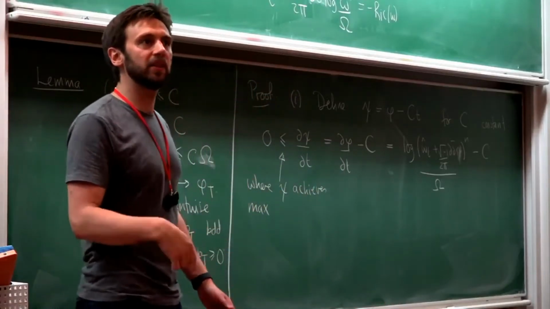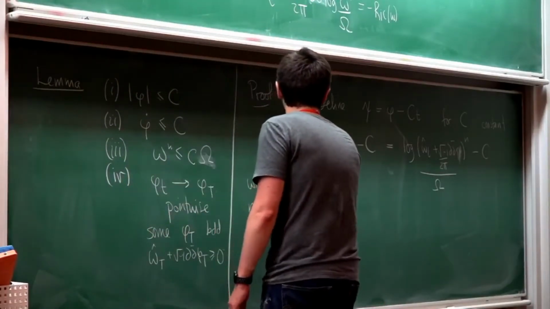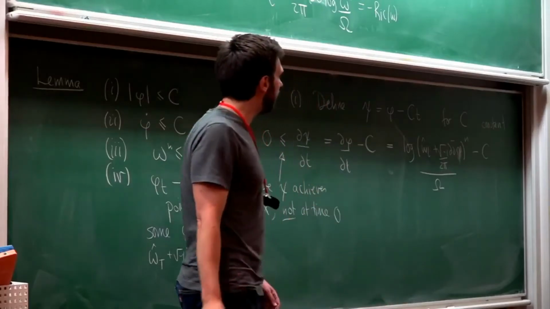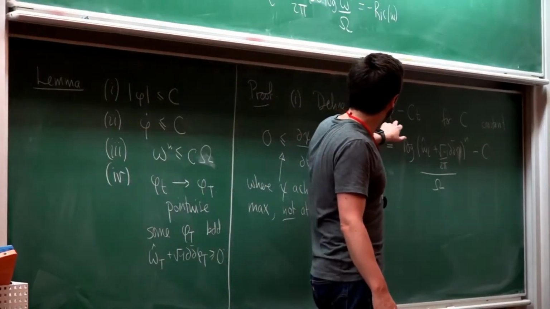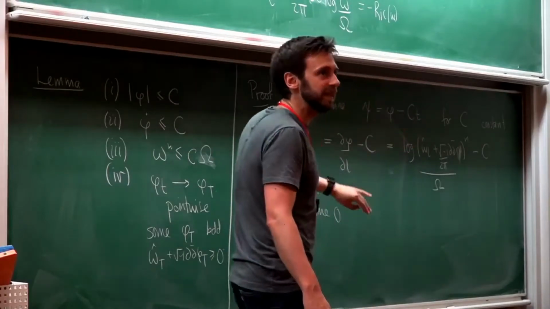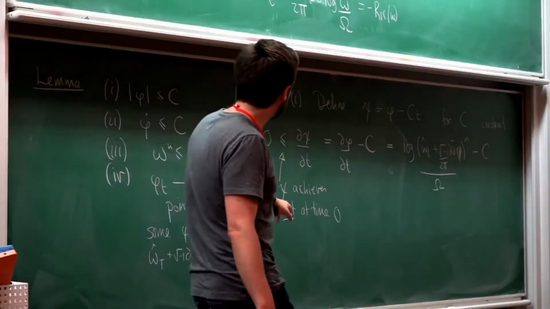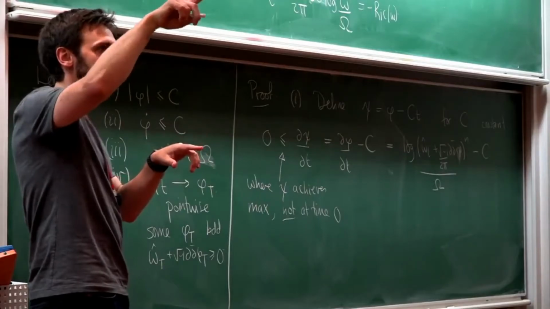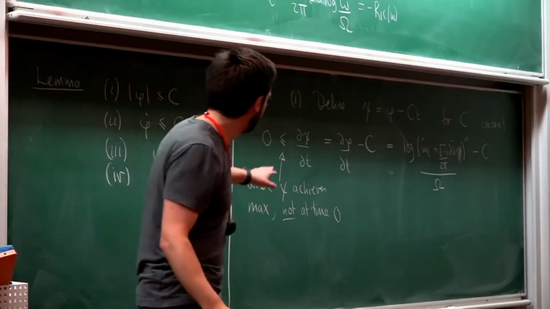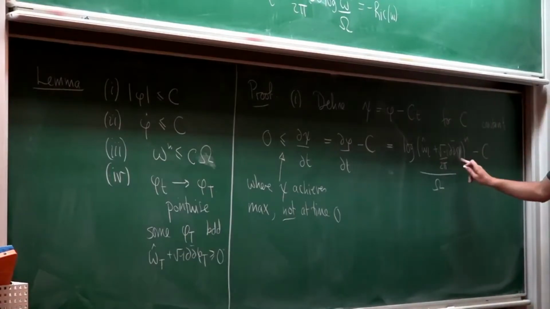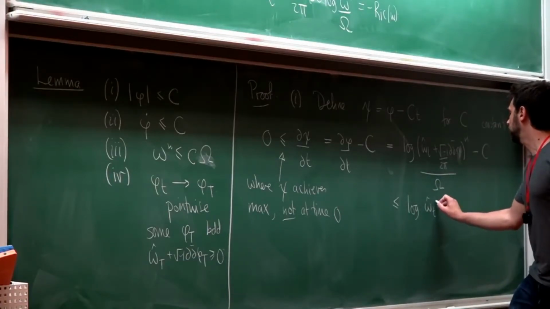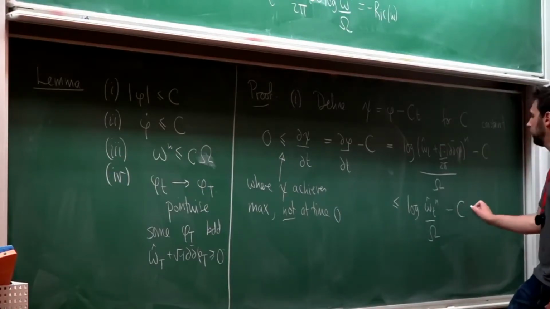Let's assume that the maximum occurs not at time 0. If the maximum occurred at time 0, then psi would be less than or equal to 0. It would be down. Okay. So if it does not at time 0, then it has to be bigger than or equal to 0. You're at a maximum. So either you're sort of like this, in which case you're 0, or you're at the end. Either way, you're bigger than 0. Now at the maximum, dd bar psi is less than or equal to 0 at the maximum. So this is less than log of omega hat t to the n over capital omega minus c.